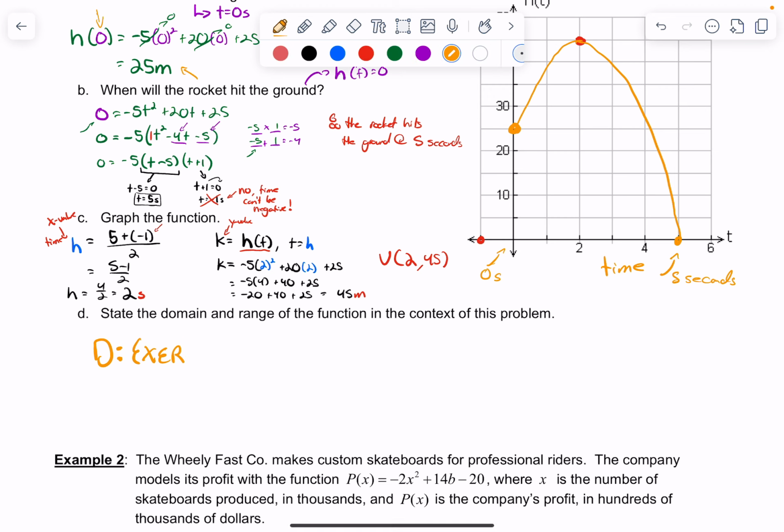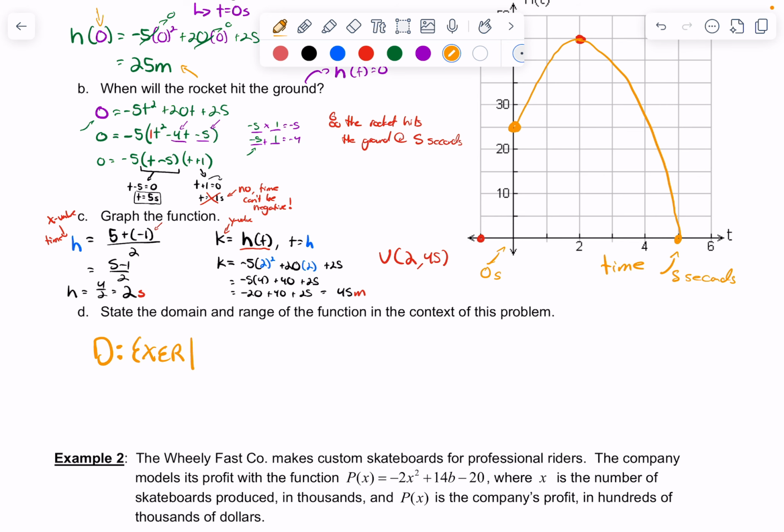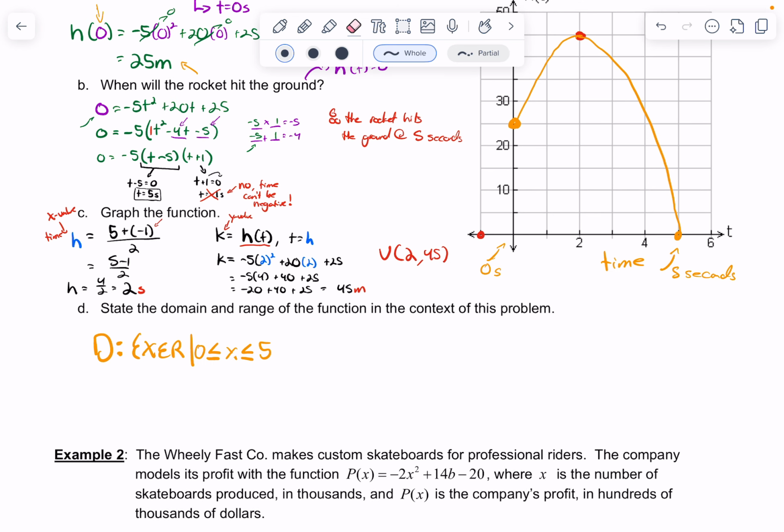So x belongs to real numbers such that x needs to be greater than or equal to 0, but less than or equal to 5. And actually, I shouldn't even put x here because in the context of this problem, it's actually time. Time is your x value. So time belongs to real numbers, and time has to be between 0 and 5.